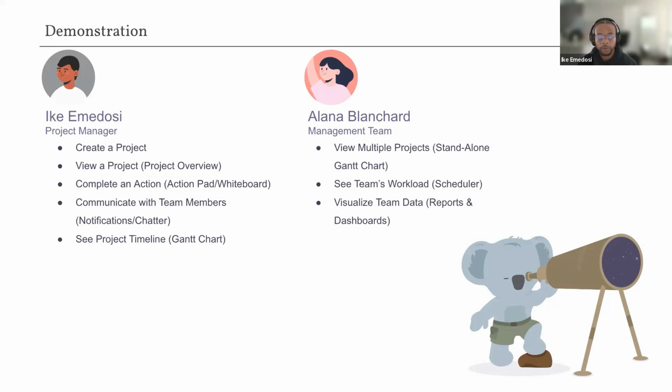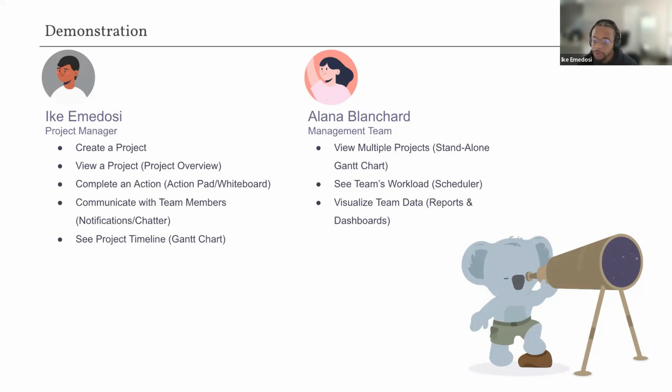So first and foremost, when we focus on Ike Mendoza, the project manager, we're going to go ahead and create a project. We're going to view a project, complete an action, communicate with team members, and see the project timeline. I will say within Mission Control, there's many different ways to do one thing, right? There's many different ways to create a project. There's many different ways to complete an action. There's many different ways to log time.